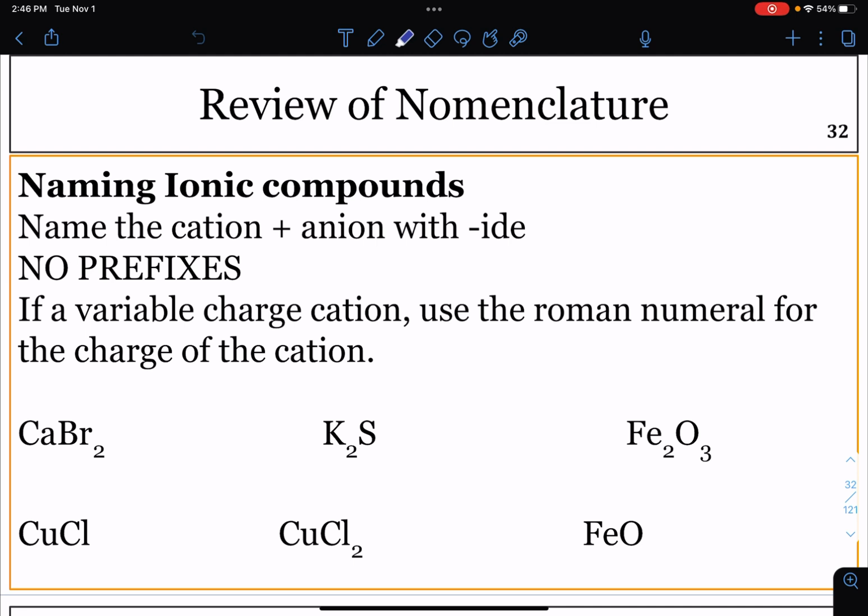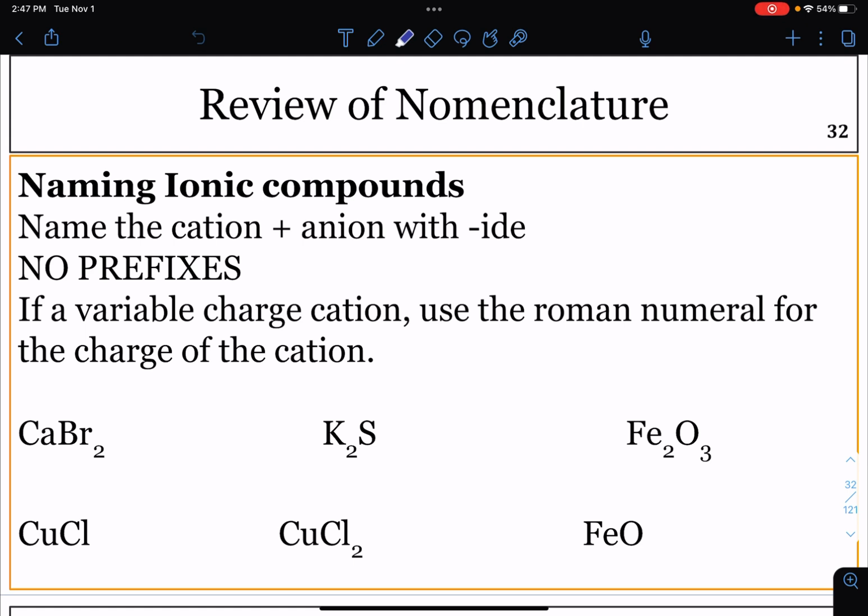For CaBr2, we named the cation, calcium, and then named the anion, bromide. And we do not use prefixes. So we do not say calcium dibromide because calcium is always a 2+ charge and bromine is always a -1 charge. Therefore, there's only one ratio, a 1:2 ratio between these two elements that makes a neutral compound that exists. The next one is potassium sulfide.